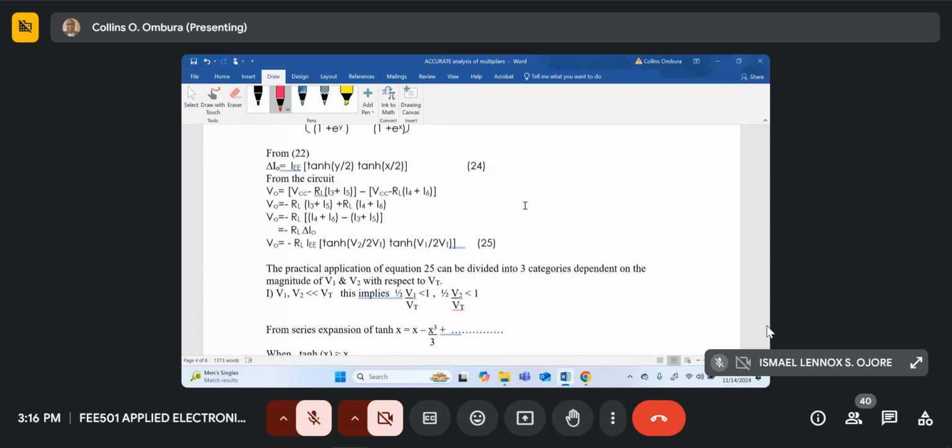From that equation, you can see it's not linear. Before, we were saying V0 is some K1 V1 V2. But accurately, we can now see that it's not a simple K. It's tan hyperbolic K V1 into tan hyperbolic some scalar times V2.